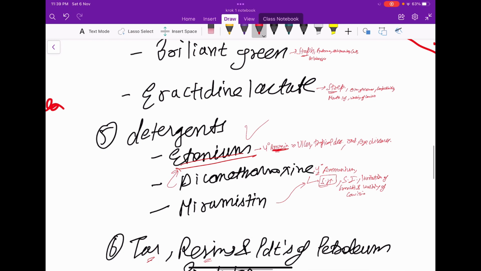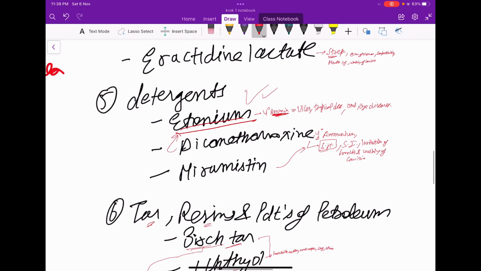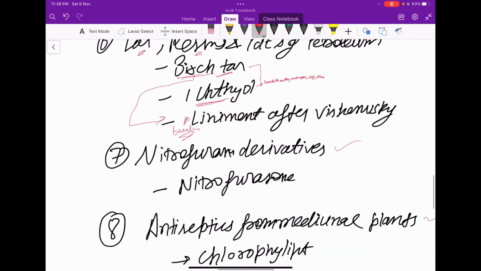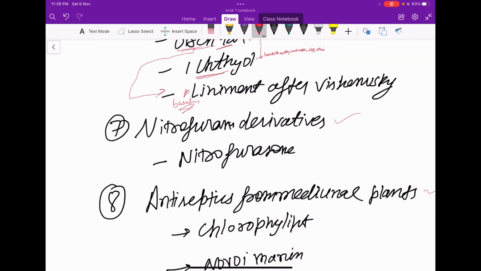So that's how we conclude our point on the detergents, guys. What we have next is the nitrofurans, and among them we have nitrofurazone. Its mechanism of action is that it inhibits carbohydrate metabolism and the respiration in bacteria. It also has a bactericidal and bacteriostatic action.